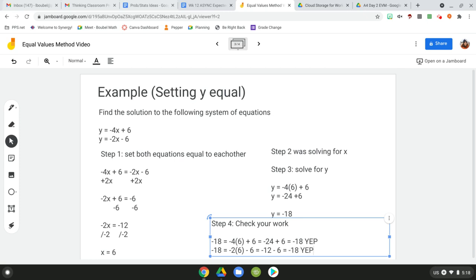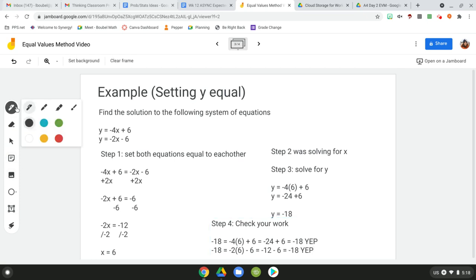Yep, that worked. So I set my equations equal to each other. I solved for x. I plugged my x into one equation to solve for y. And then my last step was to check my work. And of course, your official last step would be to write the answer. So the answer to this problem is going to be my x value, which is 6, and my y value, which is negative 18.